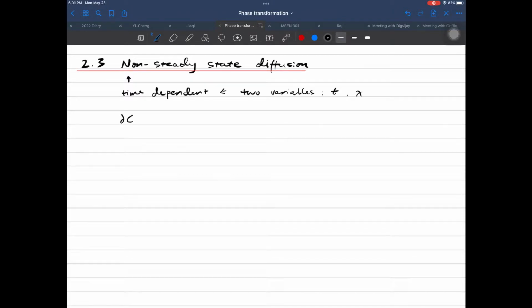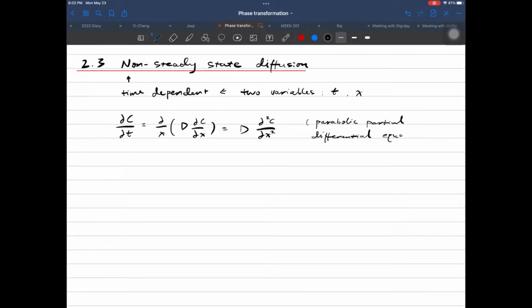Mathematically, diffusion can be expressed by the partial differential equation. So dC/dt, C is concentration here, is equal to d/dx of capital D, that's the diffusion coefficient, times dC/dx. If we condense everything on the right, we get capital D times d squared C over dx squared. This type of partial differential equation has a special name. It is called parabolic partial differential equation because it resembles the equation y equals ax squared.